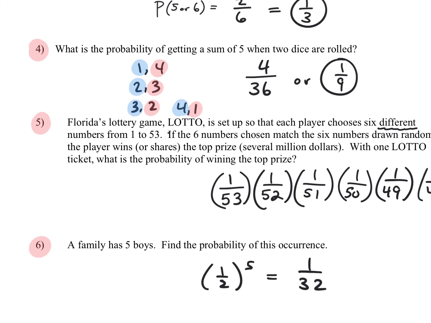On number 4, they are asking us the probability of getting a sum of 5 when 2 dice are rolled. So I think the easier way to think about this is if we think about the dice as having different colors. You can see here I have blue and red highlighting my numbers. The way I could get a 5 is I could roll a 1, a 2, a 3, or a 4 with my blue dice, and a 4, a 3, a 2, and a 1, respectively, with the red dice.